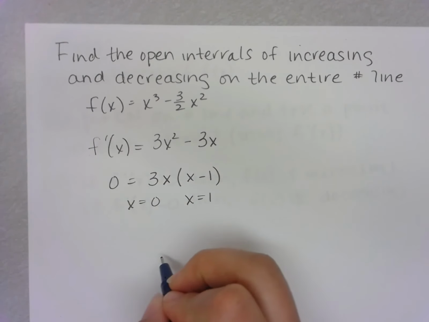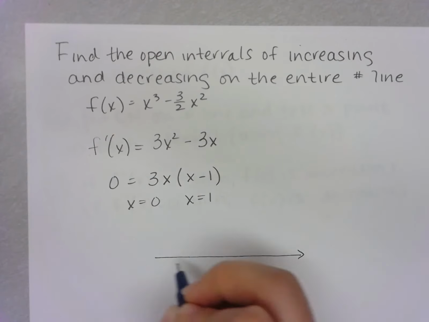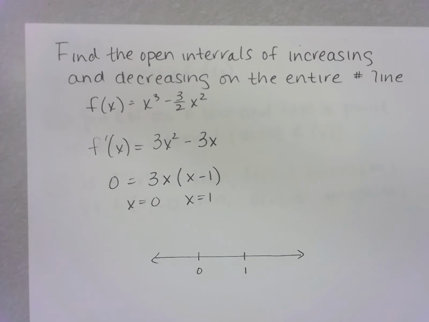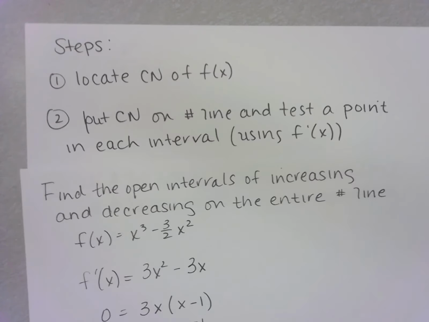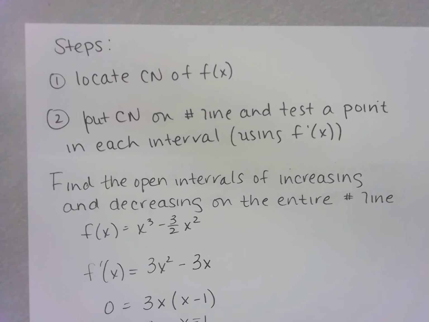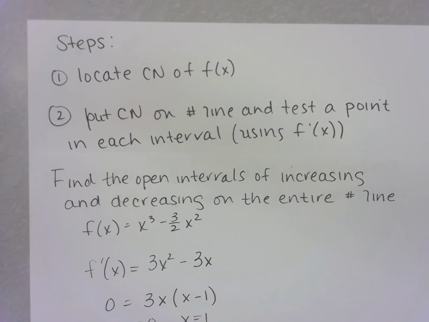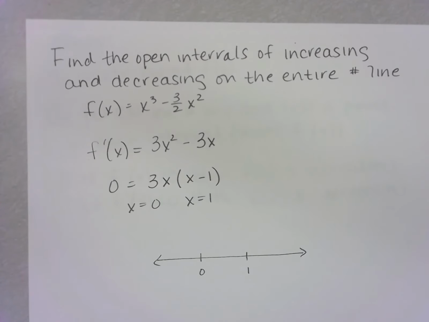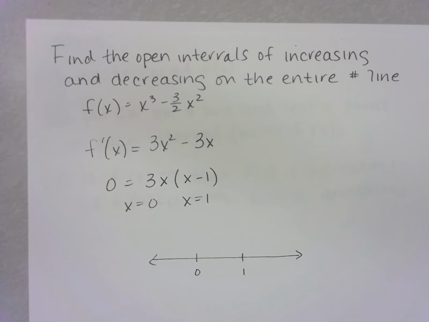All right, so this is like solving an inequality. Basically I have the 0 here and I have the 1 here. So what I'm going to do is put it on my number line, so that's step 2. We're going to put all the critical numbers on the number line and test a point in each interval using f prime of x. We want to know the slope in each one of these intervals, and it can only change at 0, so these are the only places it can change.